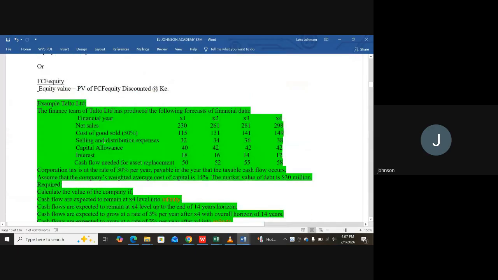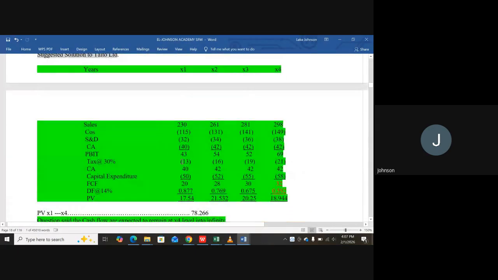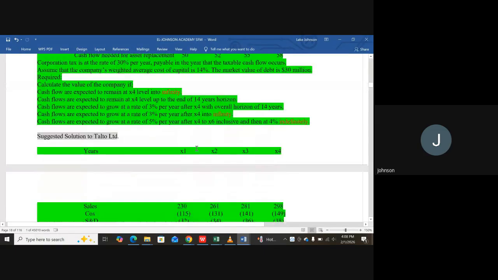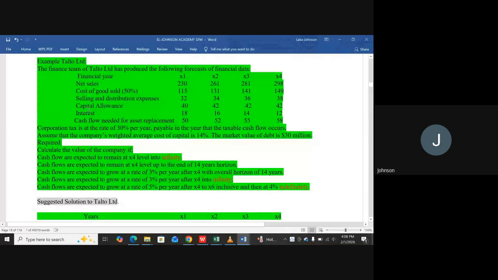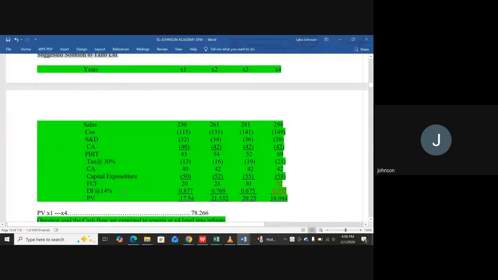You can also go further and take away your selling and distribution expense, which also was deducted, right? We also deducted it. Then we also have what we call capital allowance. Now, capital allowance, in accounting terms, is like your normal depreciation, right? So capital allowance is deducted to get your profit before interest and tax. We normally deduct capital allowance, right?